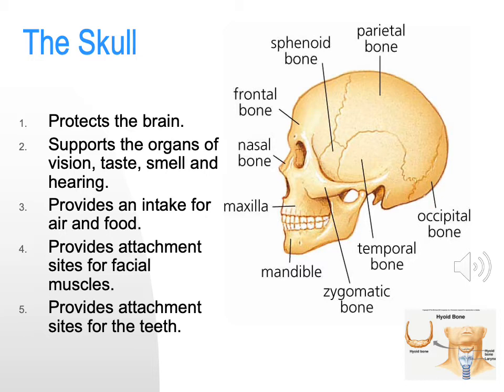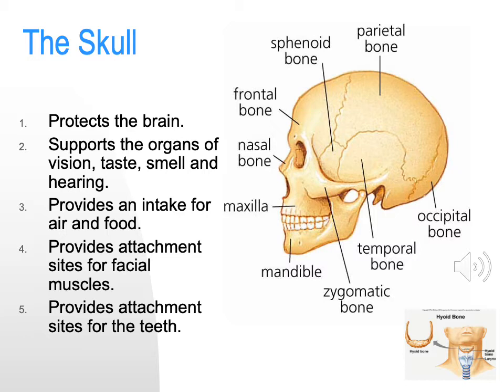Altogether, there's a number of functions that the skull really performs. Number one, we've already mentioned this in this presentation, is protection of the brain. So the cranial bones surround the brain and provide that hard, bony layer of protection to stop any external injury.